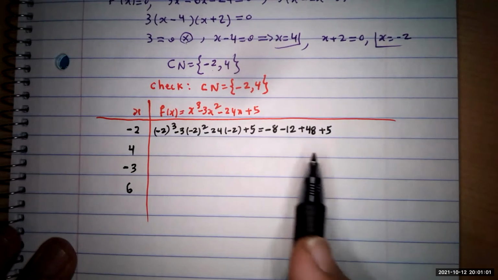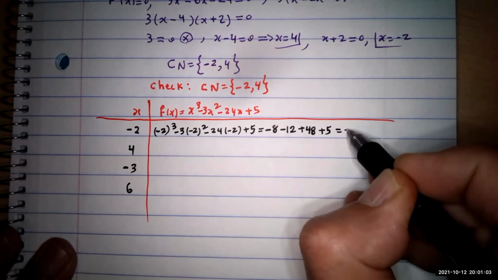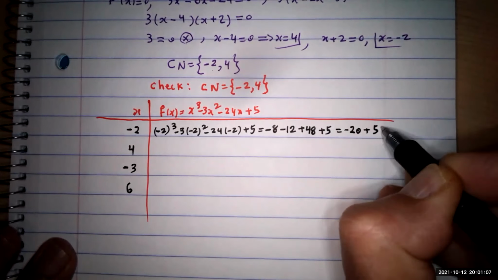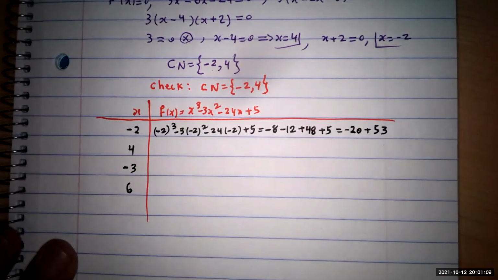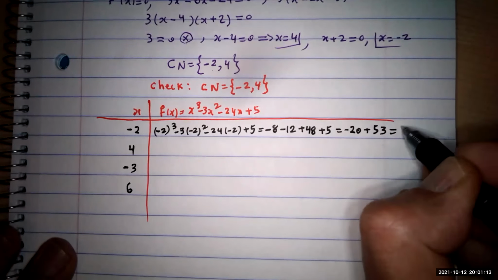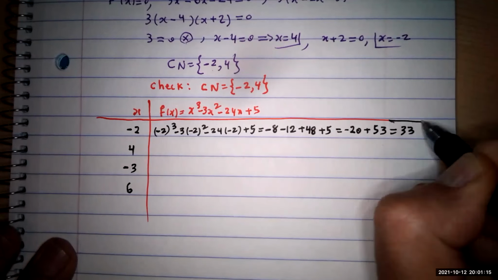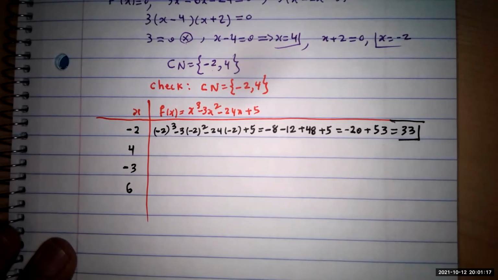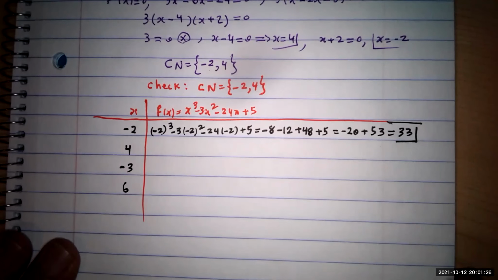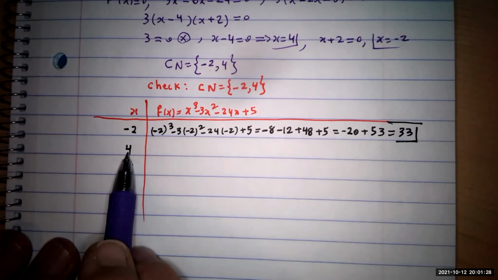So that gives me negative 20 and the plus 53. Okay, 53, so if I subtract it, that gives me 33. So this is the first number that I'm going to consider. Question? So we have four numbers, okay? So continue. We try the 4.